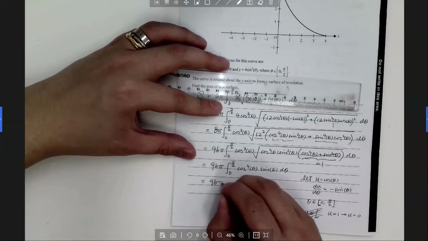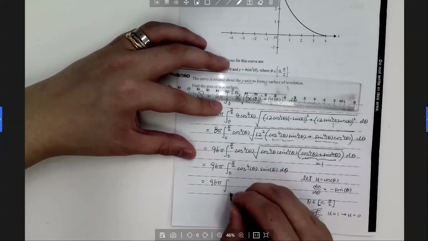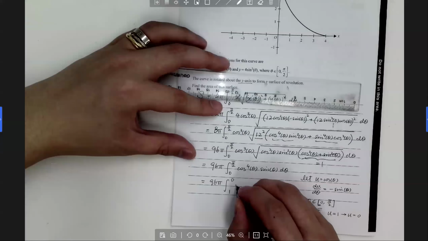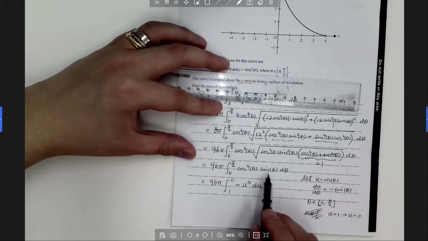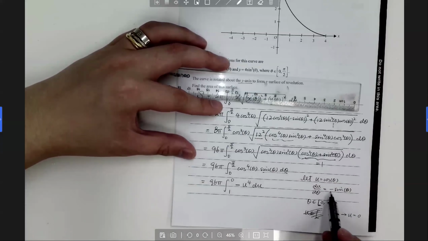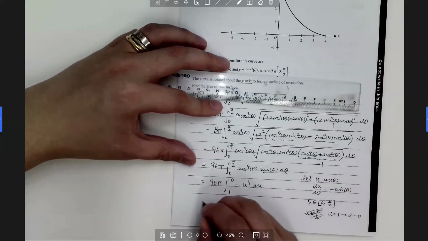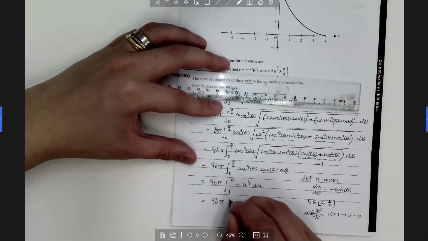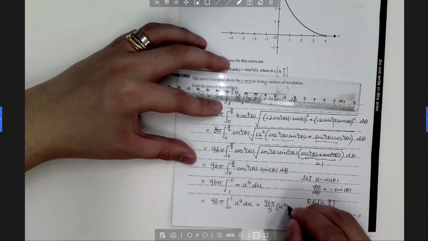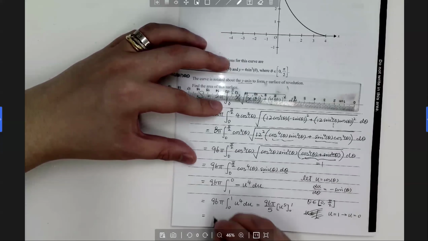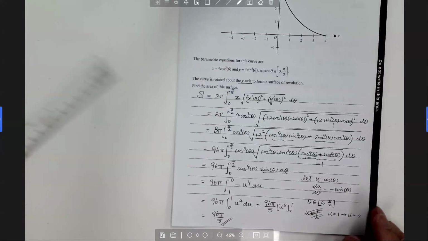So that's 96 pi from 1 to 0. We have a minus u to the power 4 du. The reason why it's a minus is because this is sine theta times d theta, it has a negative here. And then you just get 96 pi, 0 to 1, u to the power 4 du. So effectively, you get 96 pi over 5 u to the power 5 from 0 to 1. Therefore, you get 96 pi over 5. That's the final answer.